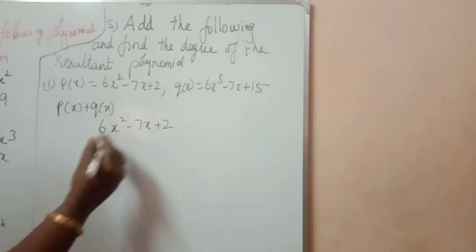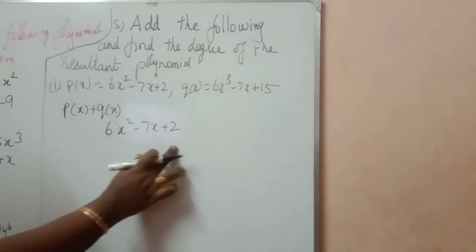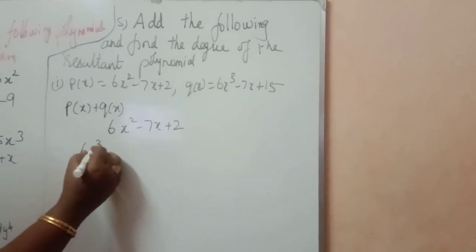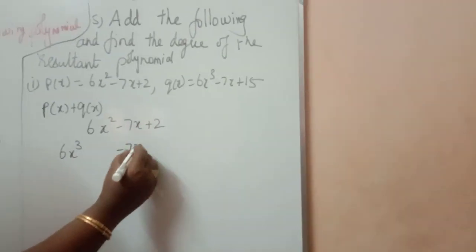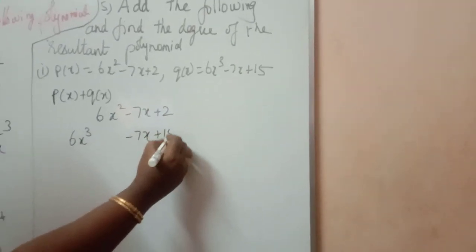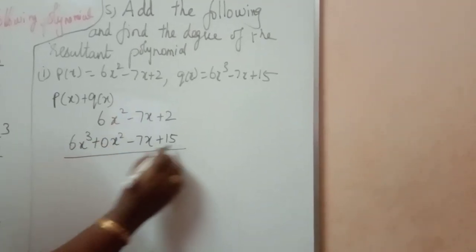Next one 6x cube. This also you have to write in standard form. 6x cube. Here x cube is not there in the first, so write here separately 6x cube. Then x square is not here. Okay, x is there, so minus 7x. This is constant, plus 15. So here if you want we can write plus 0x square because x square is not there.